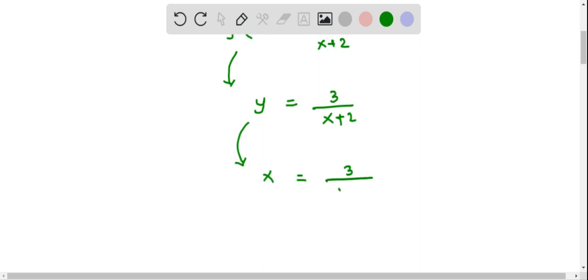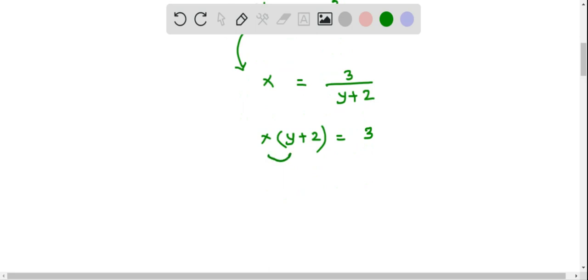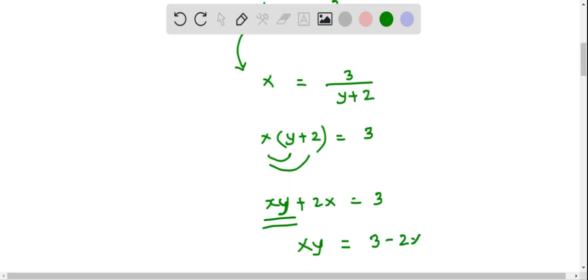So this becomes x equals 3 over y plus 2. We now multiply both sides by y plus 2, so it becomes x times (y plus 2) equals 3. We do the distribution now, so it becomes xy plus 2x equals 3. Since we have to solve for y from this equation, I keep this xy as it is and push the 2x to the other side. So this becomes xy equals 3 minus 2x.